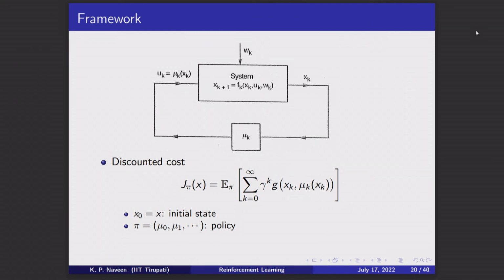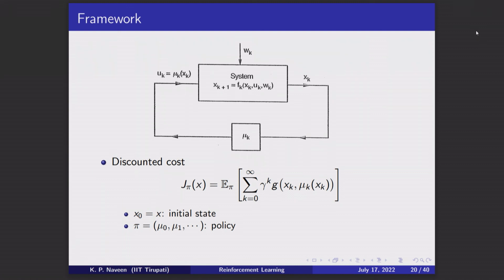Then we talked about discounted cost, right? So we have to formalize it. What is the discounted cost? Let's say a priori at time 0, you make a decision, you choose something known as a policy. So what is a policy?